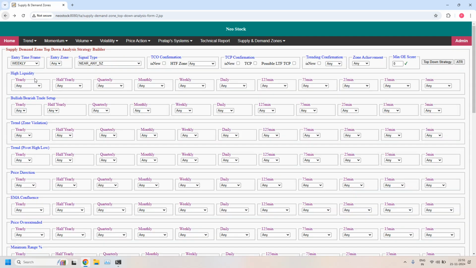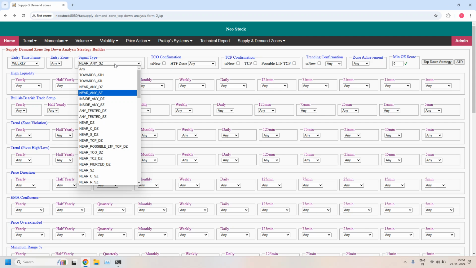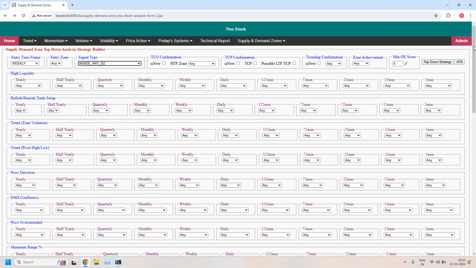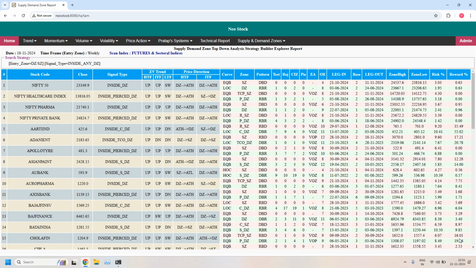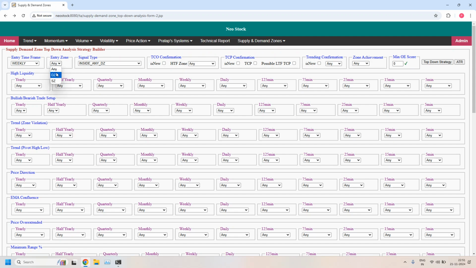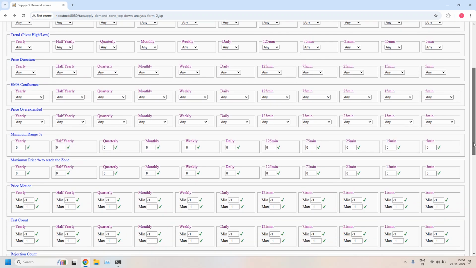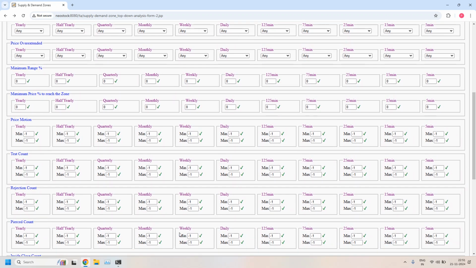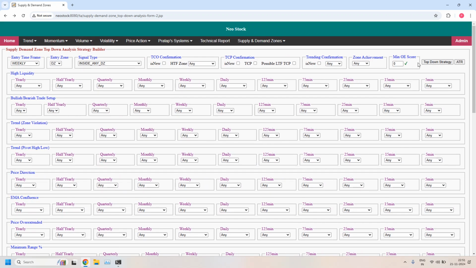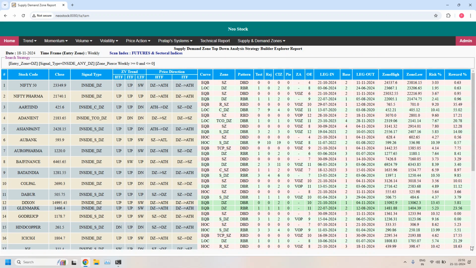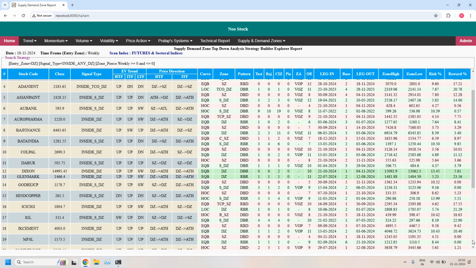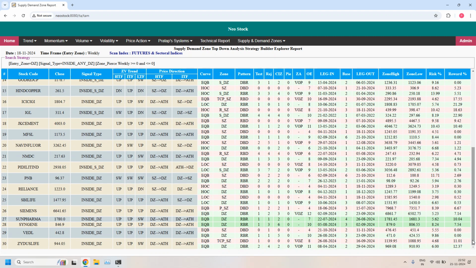Next, weekly time frame. Stocks closed inside a weekly demand zone. First we need to filter pierced zones in the demand zones. Weekly demand zone, let me set pierced count at weekly time frame, minimum value 0, maximum value 0. With this filter, we got a good number of stocks. These are the first 16 stocks. I'm scrolling the list down. So total 30 stocks are filtered.